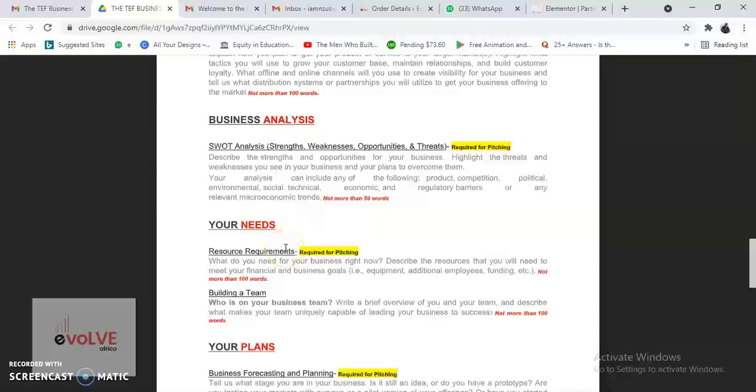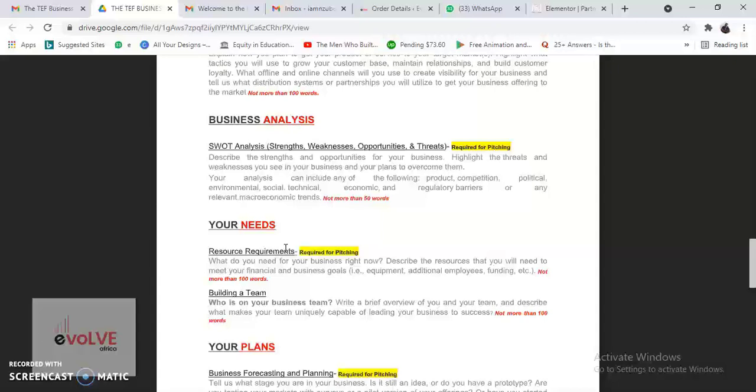Your weakness could be finances, it could be manpower, it could be technical know-how. Whatever it is, your weaknesses. So opportunities are, what are the opportunities in this business? If you're an agricultural business, it could be that the Nigerian government will support you. It could be that you're getting a loan, a non-interest loan, something. So just look for the opportunities in your business and mention it here.